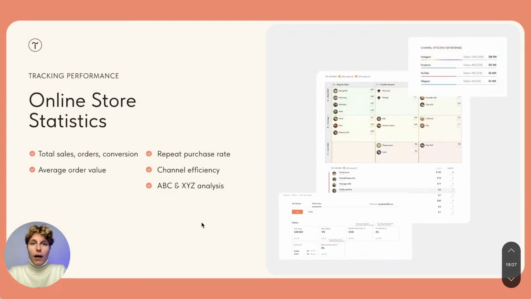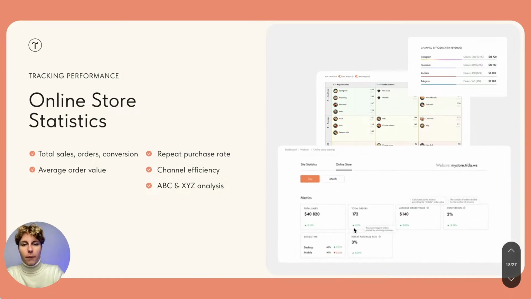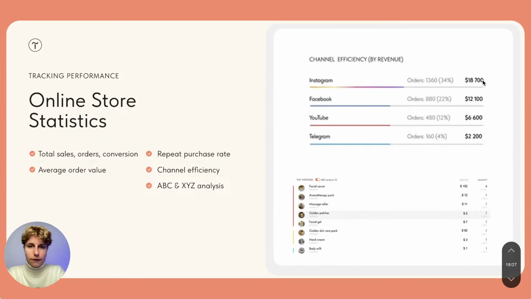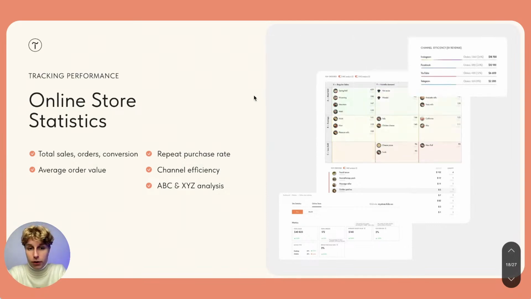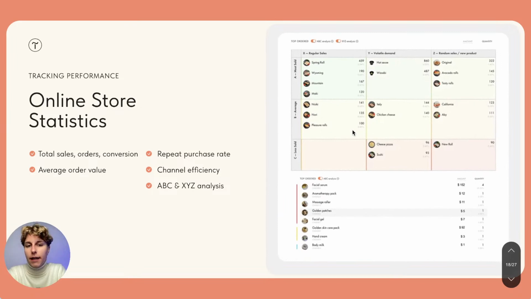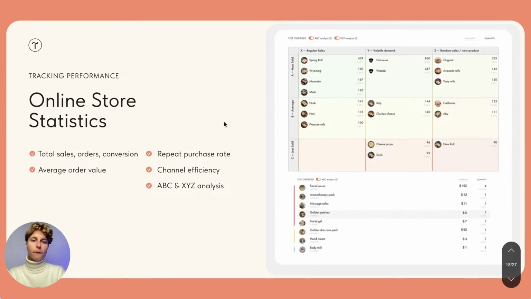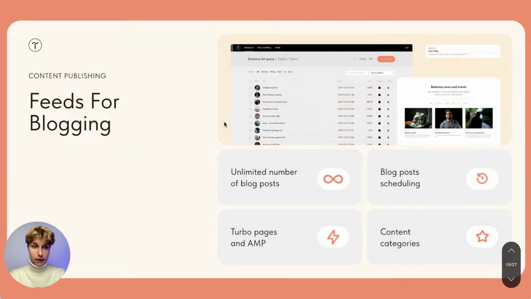Now, for the online store statistics, there is a dedicated analytics tab for online stores to track your e-commerce performance. And there you can see the total sales, the total orders, the conversion rates, again, average order value is available, repeat purchase rate, channel efficiency. So this is, again, what channel brings you more orders and purchases. And also there is a detailed ABC and XYZ analytics, all built in to Tilda.